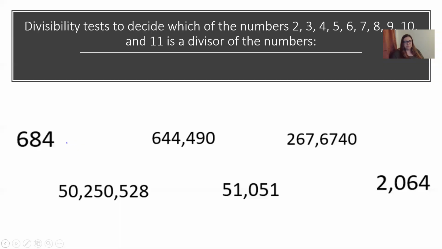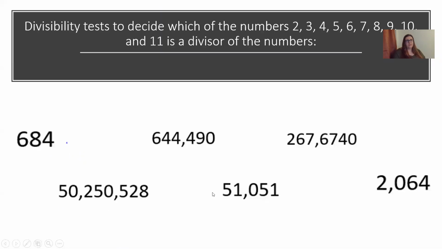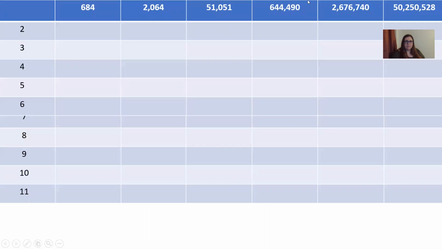I am here to show you about Module 3, Chapter 4. Chapter 4 is number theory, and Chapter 5, integers. First, I'm going to be showing you about divisibility tests on how to decide which numbers 2 through 11 can be a divisor of the numbers below. We'll be teaching you about 2 through 11 divisibility rules. Okay, so here's a graph.